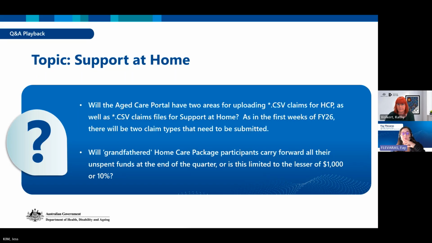Excellent. Yeah. So we really want everyone to focus on closing the year. I was going to say financial year, but we've moved it from the 1st of July now. So close the arrangement in the previous Act and submit all of those claims first, and then quickly move on to the new one. And also, will grandfathered Home Care Package participants carry forward all their unspent funds at the end of the quarter, or is this limited to the lesser of $1,000 or 10%?